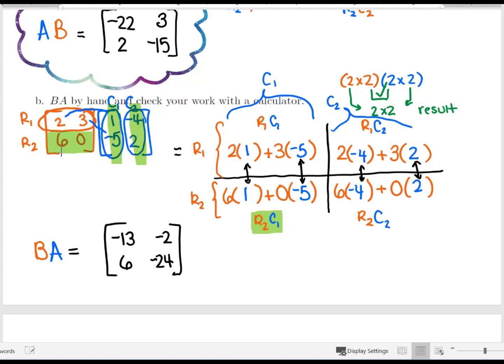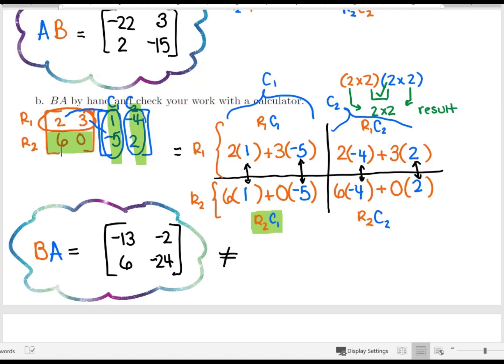And notice that B times A does not equal A times B. Because when we took A times B, we wound up with -22, 3, 2, -15. We know that AB and BA aren't equal because they're not the same matrix. -22 is not the same thing as -13 in row 1, column 1, top left corner. 3 is not the same thing as -2 in row 1, column 2, top right corner. None of the entries are the same, even though they have the same dimension, the same order.